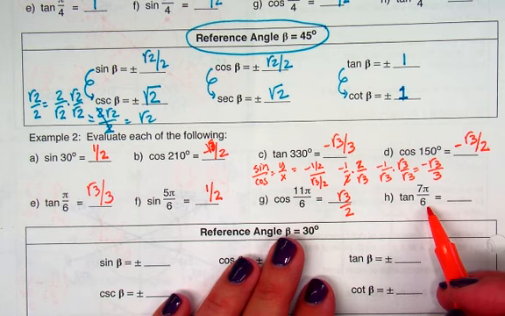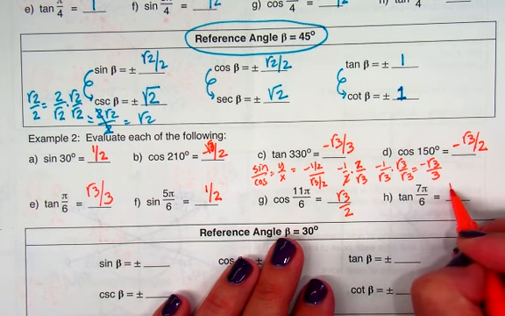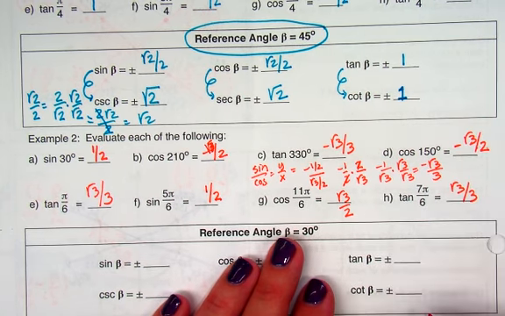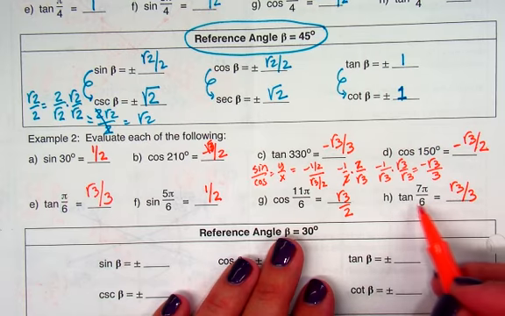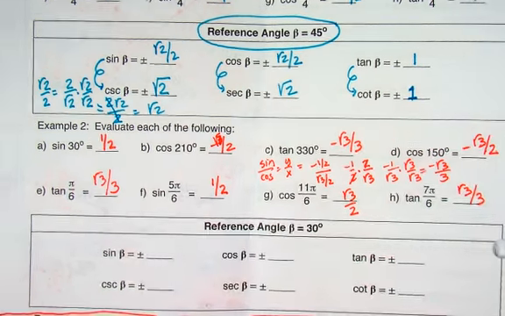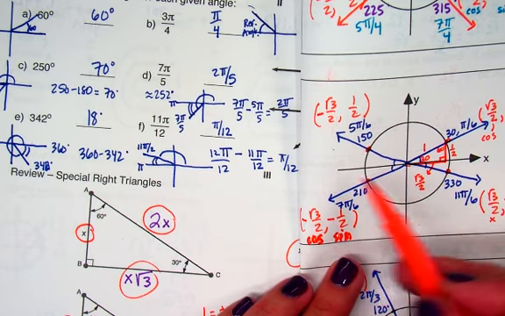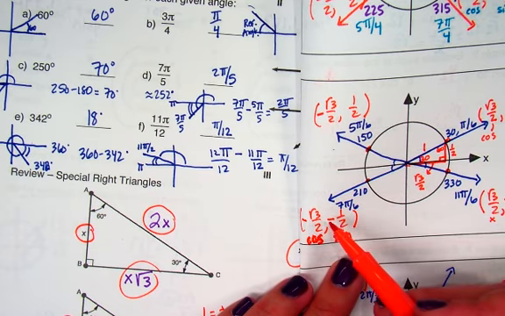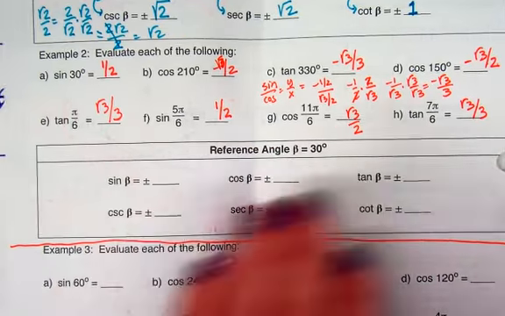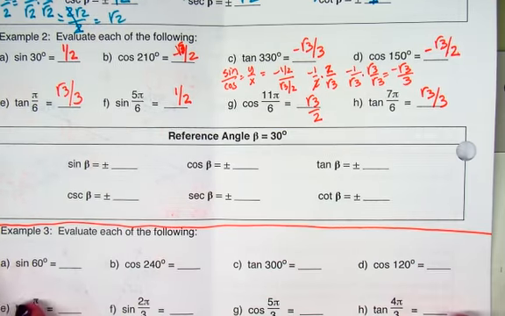Tangent 7 pi over 6. Again, tangents are all going to be the same, root 3 over 3. And the tangent, in this case, of 7 pi over 6, what quadrant is that? Down here, quadrant 3. So we have a negative divided by a negative. Tangent is positive. All right, so let's fill out this chart about reference angles.